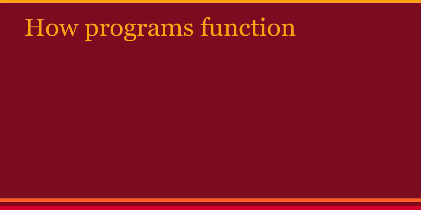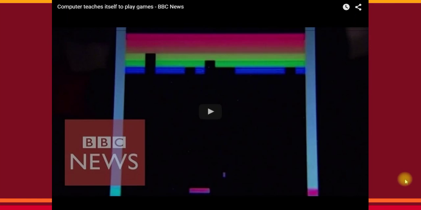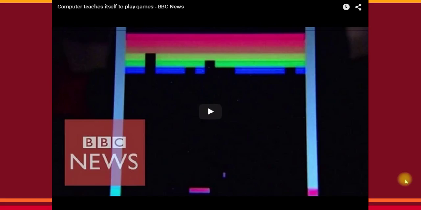The way these programs function is quite simple computational thinking. A program can only do what a programmer programs it to do. We call it machine learning, and these are machine learning algorithms. One of the best and easiest ways to understand what machine learning algorithms are all about is a video I found from BBC, where they did an interview.